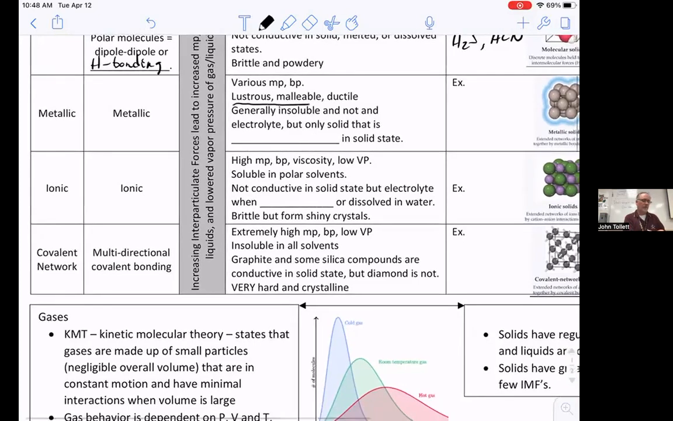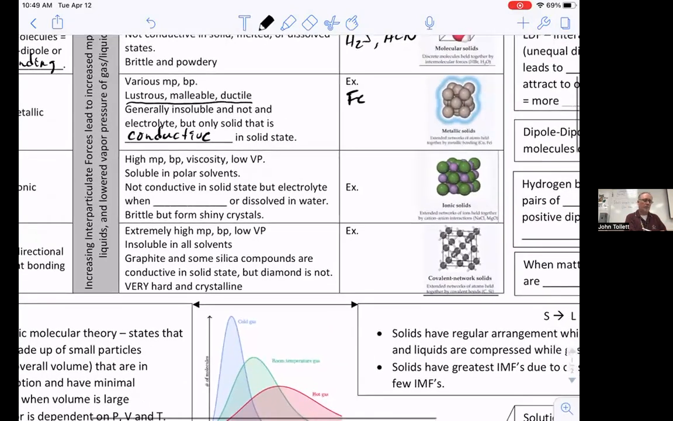They are lustrous, malleable, and ductile. You need to know what those things are. Luster just means it's pretty, it's shiny. Malleable and ductile have to do with being pounded into shape or drawn into a wire. They're generally insoluble, are metals, and they're non-electrolytes, but in a solid form, they do conduct electricity. So they are conductive in their solid state, and that's why they're used in wires. Some examples are iron, of course, gold, copper, often used in wiring, as is aluminum, lead, whatever. Metals from the middle of the periodic table.